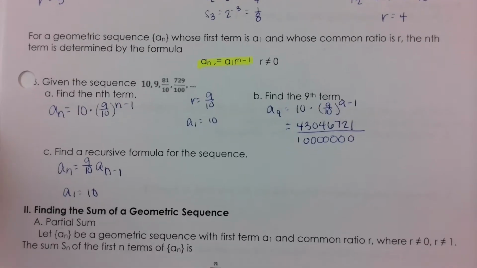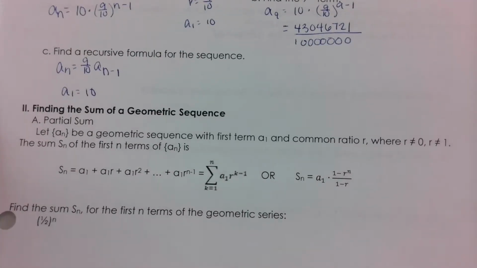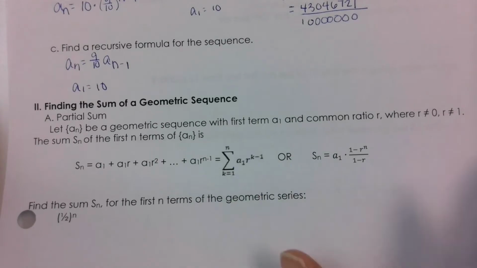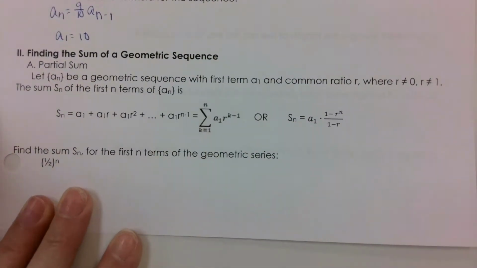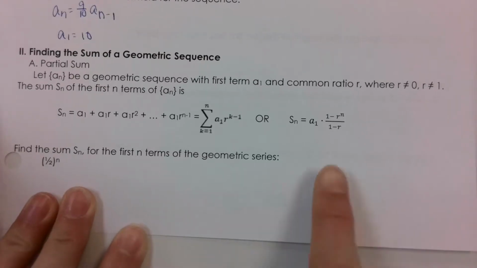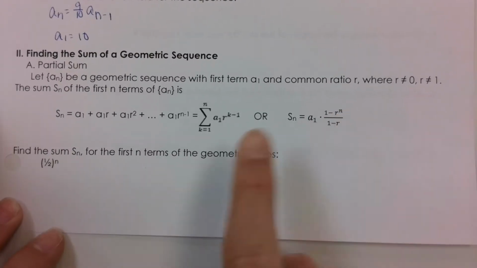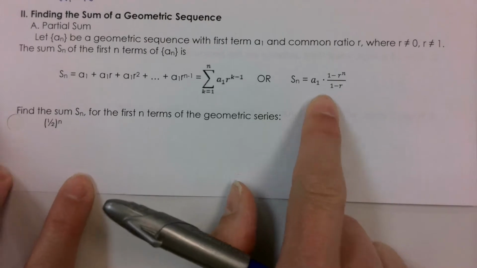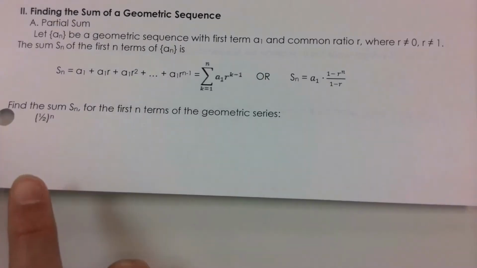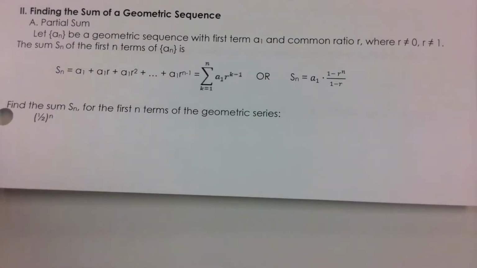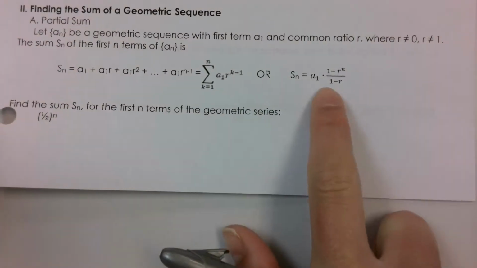So then we're going to talk about sums again. So you can still find your partial sum using that summation notation. So you can use this guy if you want to. Again, you can type that straight in your calculator just like we were doing before. Or you can use this one. I think this is the one that I use most of the time because it's easier. So we want to find the sum S sub n for the first n terms of this geometric series. So we'll just use this formula.